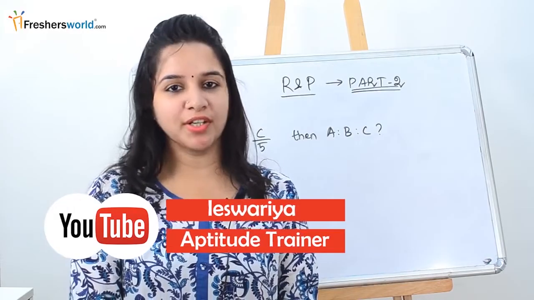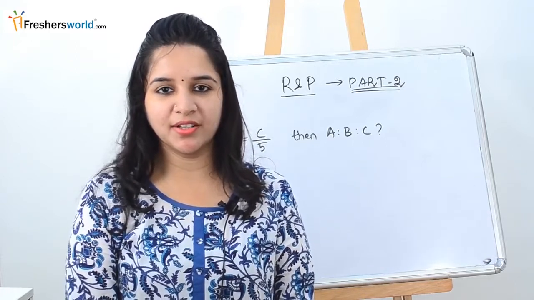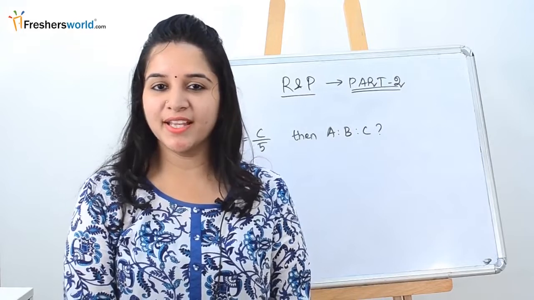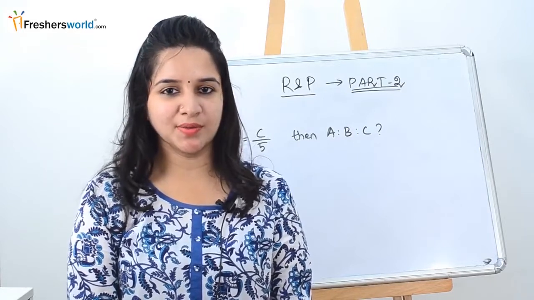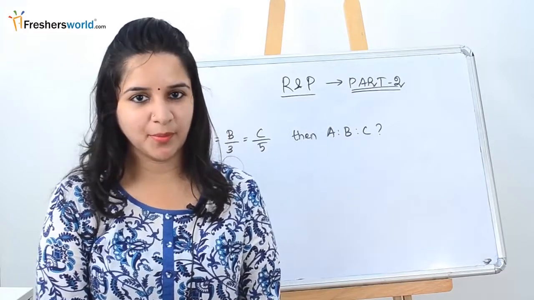In the last video on ratios and proportion part 1, we dealt with the basic formulas that we see in ratios and proportion, and we also solved A is to B is to C and A is to B is to C is to D. So let us solve a few more problems to understand the basic concepts of ratios and proportions better.